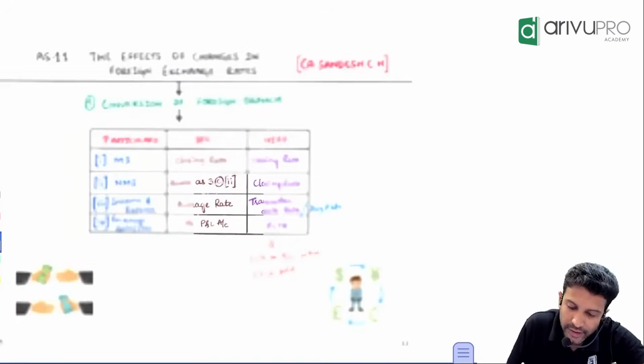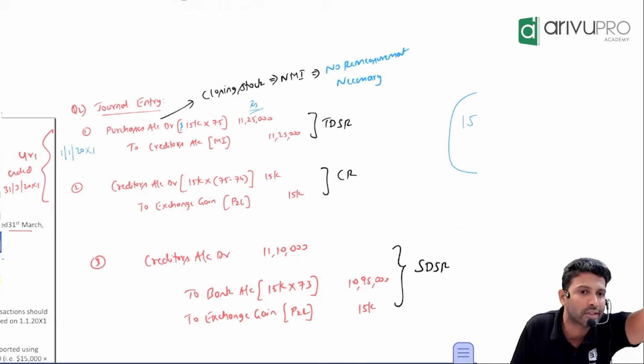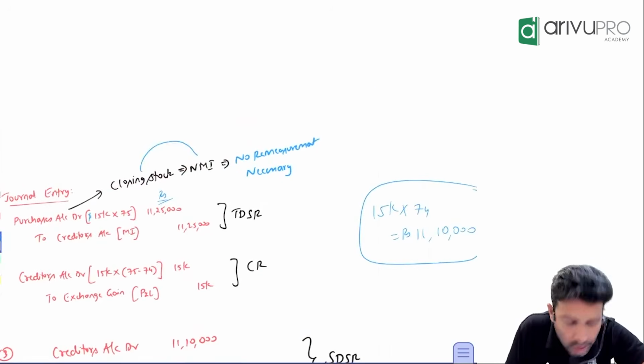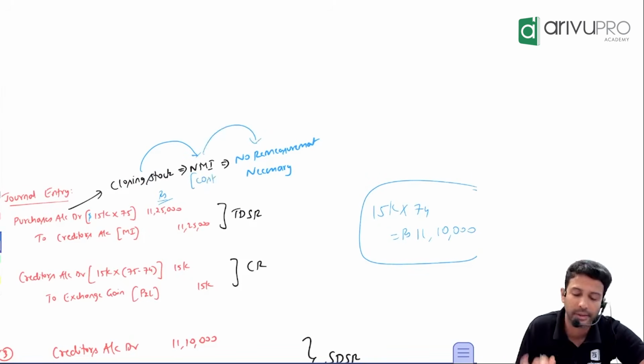That means, do we have to find any gain or loss relating to these purchases or closing stock? That's what I've written here. Closing stock is a non-monetary item. Since they have not told anything about NRV, we assume this non-monetary item is valued at cost. Hence, is remeasurement necessary? Not necessary.